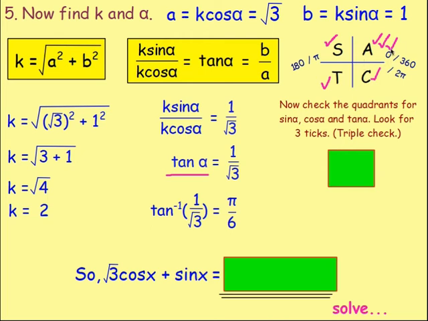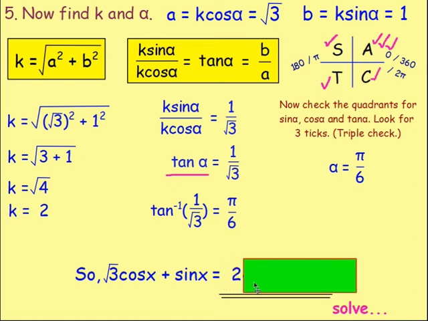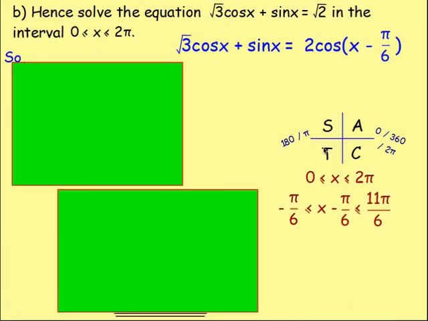We're just wanting the calculator answer, the acute angle, meaning then that alpha is going to be pi over 6, or 30 degrees. From there then, you are asked to write it in the form, so we replace k with 2 and replace alpha with pi over 6. After that, for part B, we had to solve the equation where root 3 cos x plus sin x equals root 2. For that then, x is going to be between 0 and 2 pi.